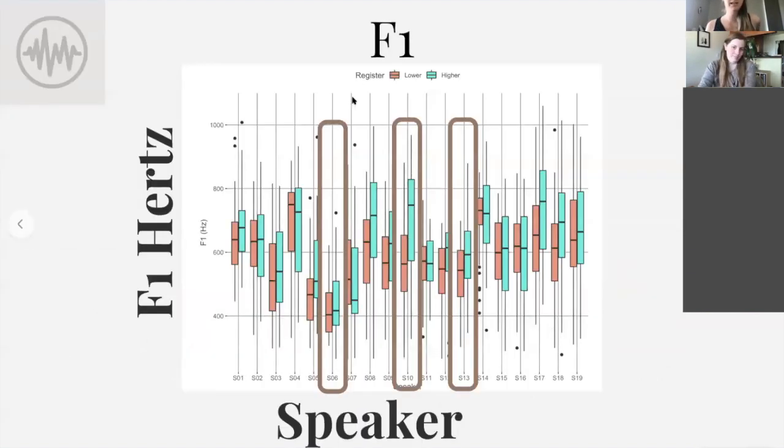So first I want to talk about F1. So here's F1, and by speaker there's 19 of them, and F1 is on the y-axis, and they're just separated by who they are. And the blue, confusingly, is the higher register, and the coral is the lower register. So I'm actually gonna play, if you weren't here last time, what we did was listen to it, look, and relate what we're hearing back to the graph because I think it's interesting.